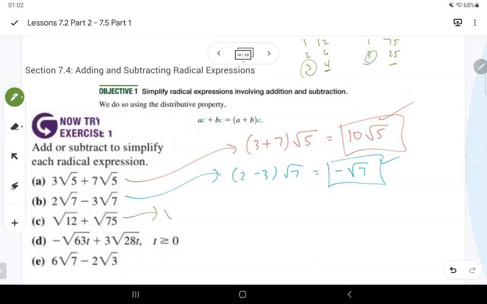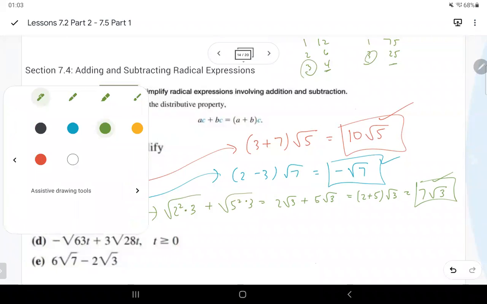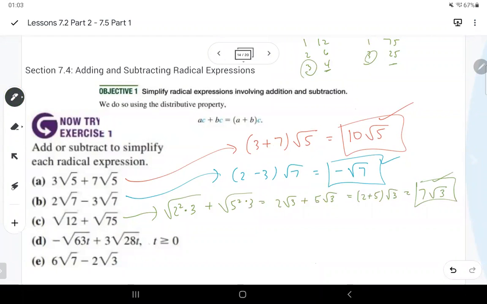You want to do radical 2 squared times 3 plus radical 5 squared times 3. That'll give you 2 square root of 3 plus 5 square root of 3. So 2 plus 5 square root of 3 gives you 7 square root of 3. Okay. Nicely done there.